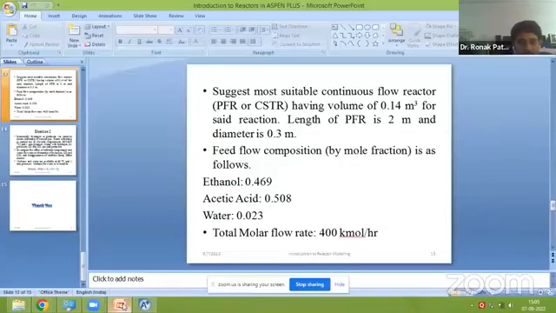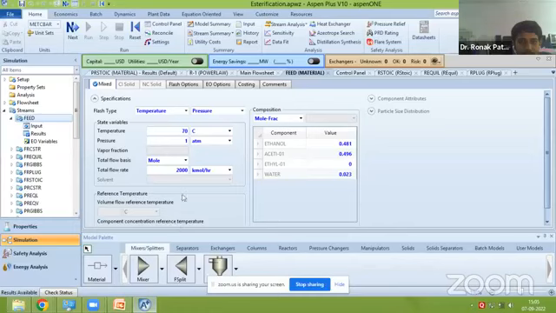In the actual case, it is 400 kilomole per hour, as you can see over here. But I have kept 2000 kilomole per hour because I need to split it into 5 different reactors. So I will be splitting that, and the mole fractions I have kept the same, as already given in the problem statement. First of all, I have defined this feed stream.